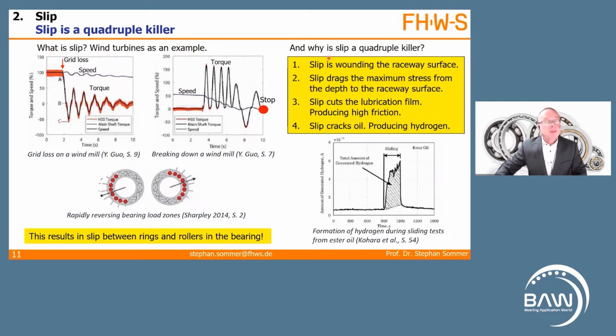Now, why is slip a quadruple killer? Slip is wounding the raceway surface. Slip drags the maximum stress from the depth to the raceway surface. Slip cuts the lubrication film, producing high friction, and slip cracks oil, producing hydrogen. Here is hydrogen formation during sliding tests from Kohara. We see this is the time axis, and this is the hydrogen formation axis. And you see, once the slip starts, the hydrogen production starts too.